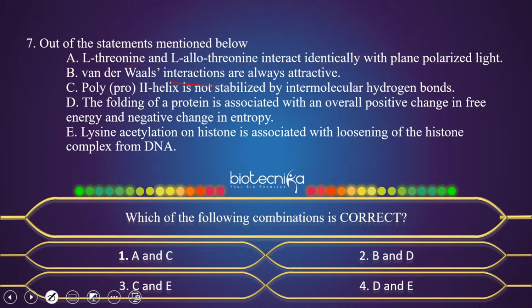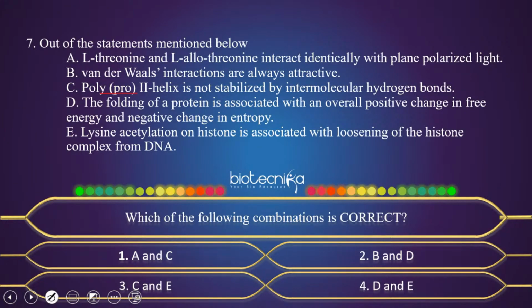Okay, Van der Waals interactions are always attractive. Not at all. If you have the same ends of molecules facing each other, they will end up repelling themselves. If you have the opposite ends of molecules coming together, they will end up attracting themselves. So repulsion is also a type of Van der Waals force. That is why we call them Van der Waals interactions. We don't call them Van der Waals bonds or something, right?